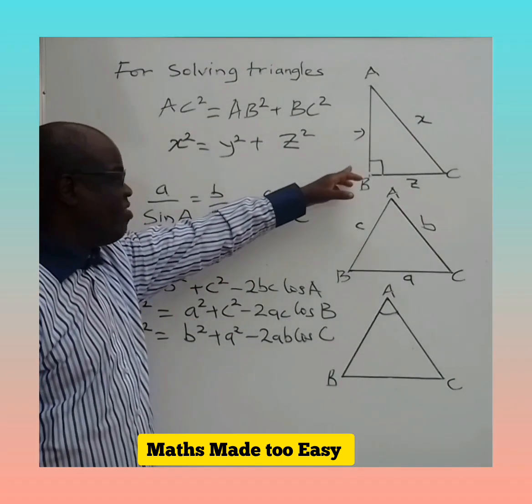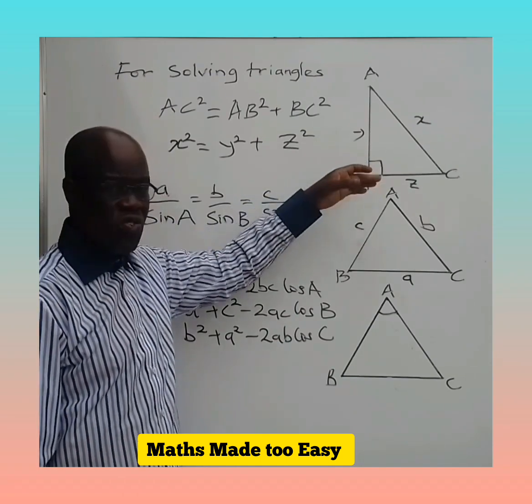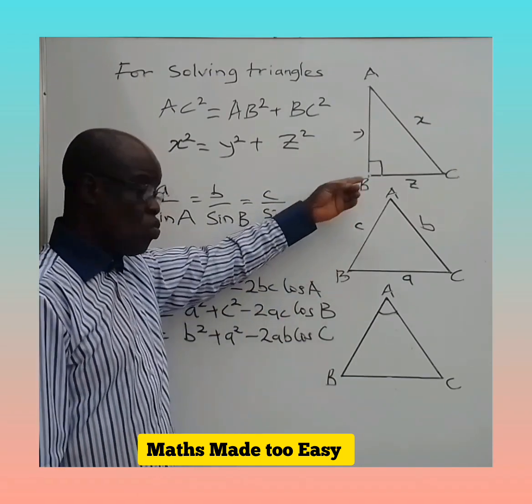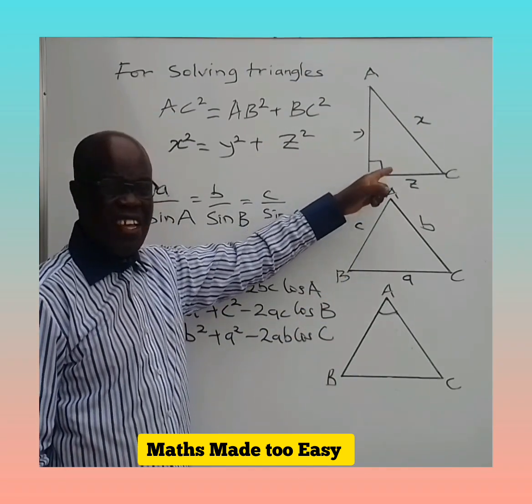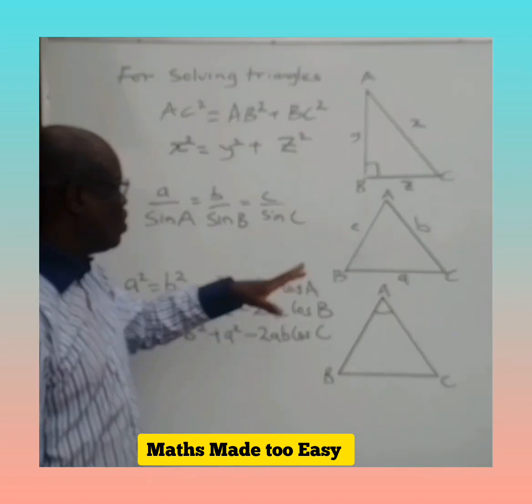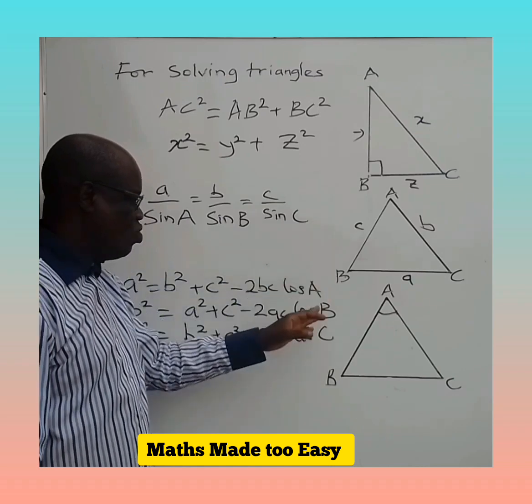It must not be a right angle triangle. And how do you recognize a right angle triangle? Once you see this sign, it shows a right angle triangle. Or it may be that you are told. Or you calculate in such a way that the angle there is a right angle. It is under that condition you use Pythagoras theorem. So you don't use sine rule and you don't use cosine rule.